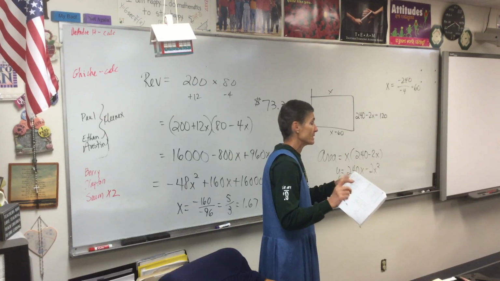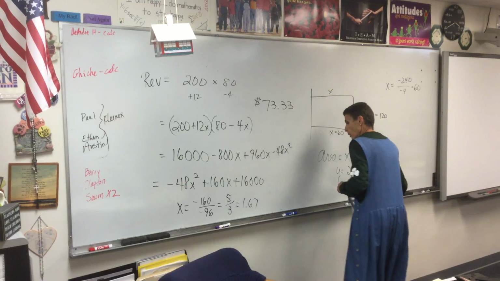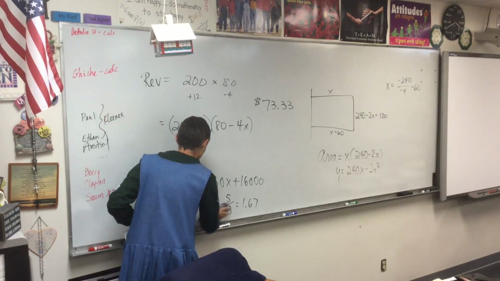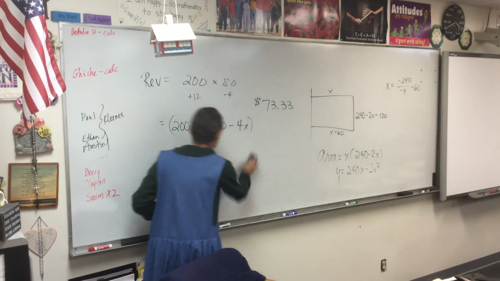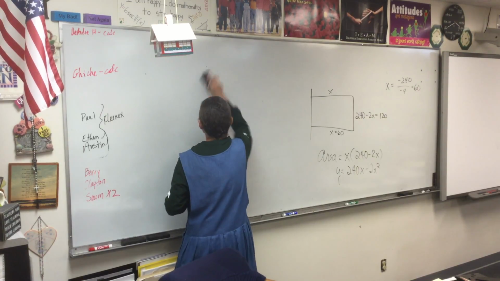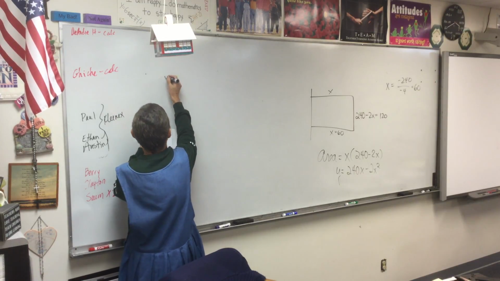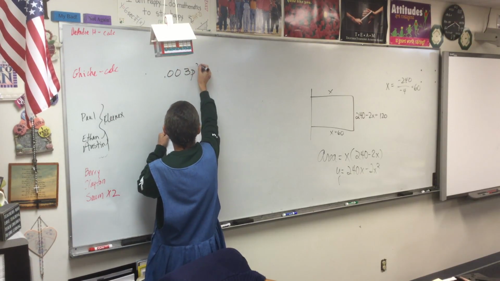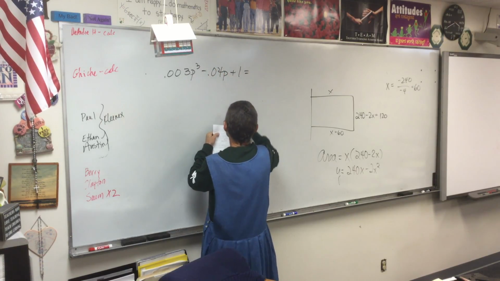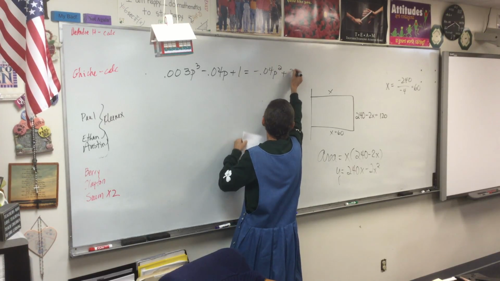Now, some of these we've already done, so I'm not going to work through the whole thing. Look at number 1. Have we already done one like number 1 today? Yep. What's our strategy? Read the problem. Make sure you understand what the problem's asking you. What is your strategy for problem number 1? Set them equal to each other. So 0.003 p cubed minus 0.04 p plus 1 equals negative 0.04 p squared plus 2p.